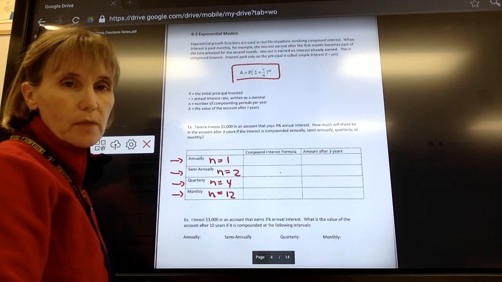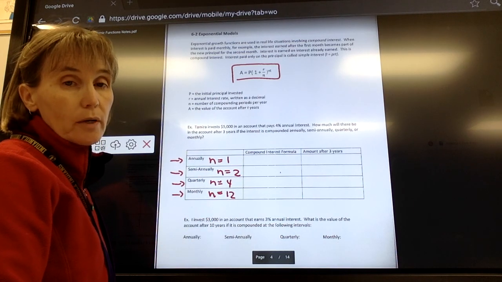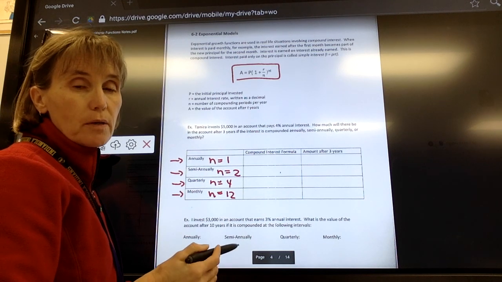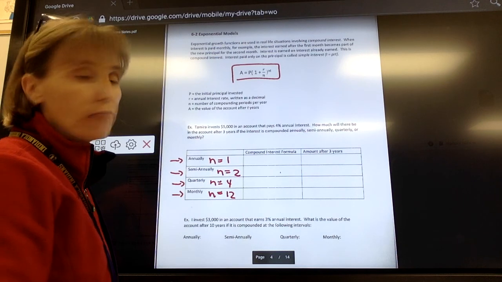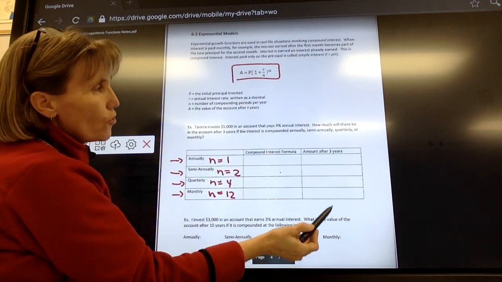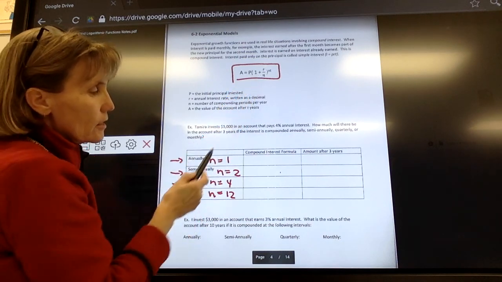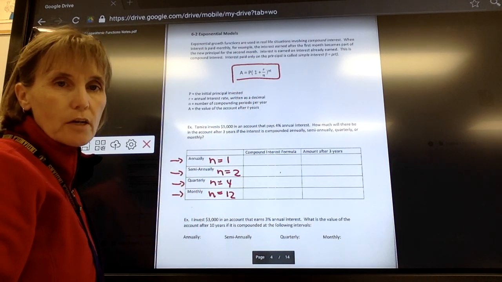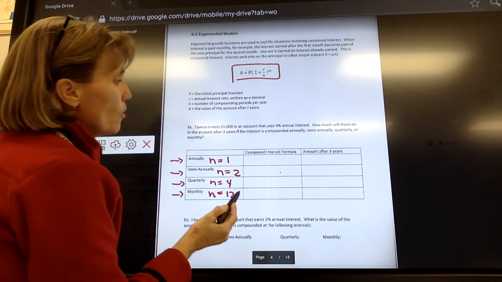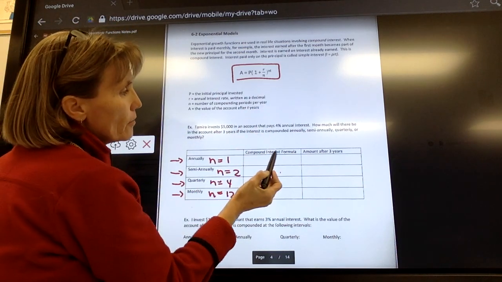And if I compound monthly, that would equal 12. Every month, there's 12 months in a year. You might also encounter something that's compounded daily, and if it were daily, that would be 365 as your N value. So we're going to use the same formula over and over again. It's just the value for N is going to change depending on how often I compound the value. Okay? So if I want to compound, I'm going to use this compound interest formula.